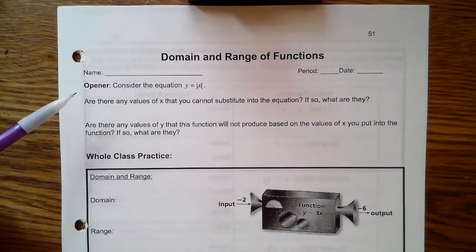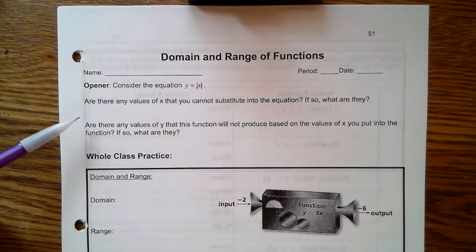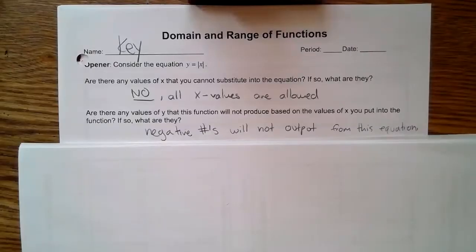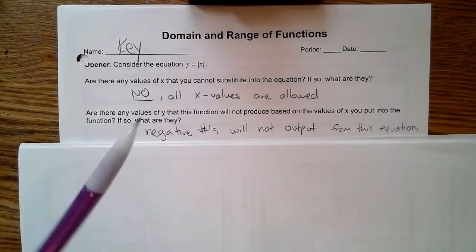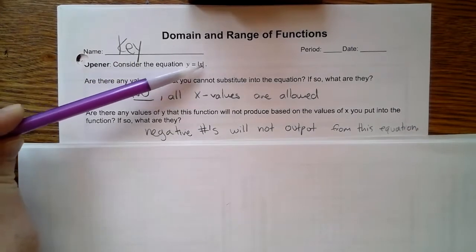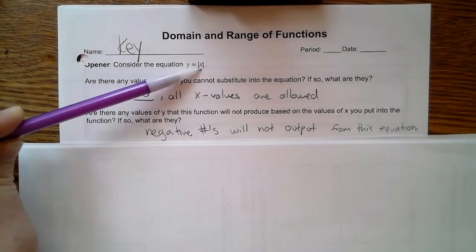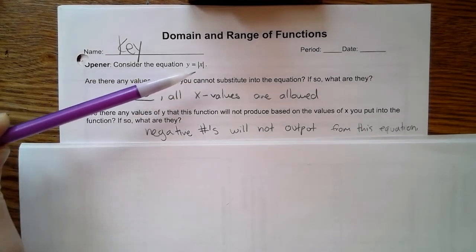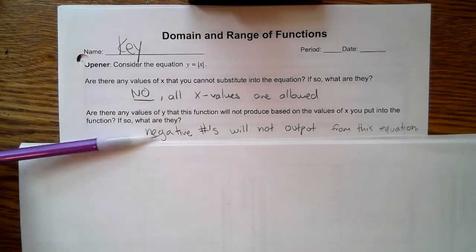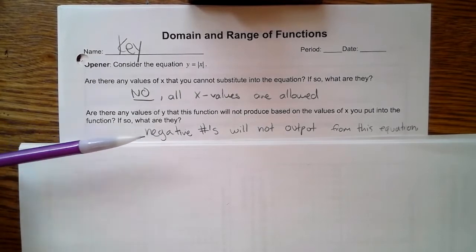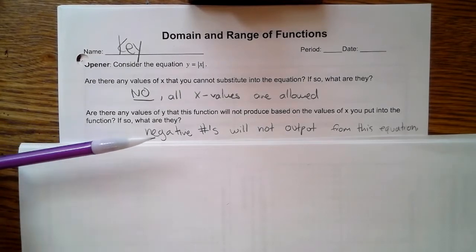I would like everyone to take a moment on their own, read the opener, and pause the video and try to answer these two questions. So here are my answers. We can plug in anything to the absolute value. All x values are allowed to be plugged in, but we will not get any negative numbers as our answer because absolute value makes everything positive.